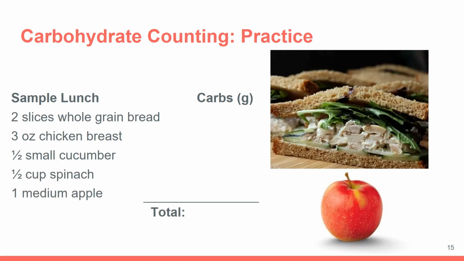Let's practice again. Take a moment to calculate the amount of available carbohydrate in this simple lunch, made up of 2 slices of whole grain bread, 3-ounce chicken breast, half small cucumber, half cup spinach in a sandwich, and 1 medium apple. Let's look at it together. So the 2 slices of whole grain bread contain 30 grams of carbs and 1 medium apple contains 15 grams of carbs. All the others have negligible or no carbohydrate in them. So the total carbohydrate in this meal is 45 grams.